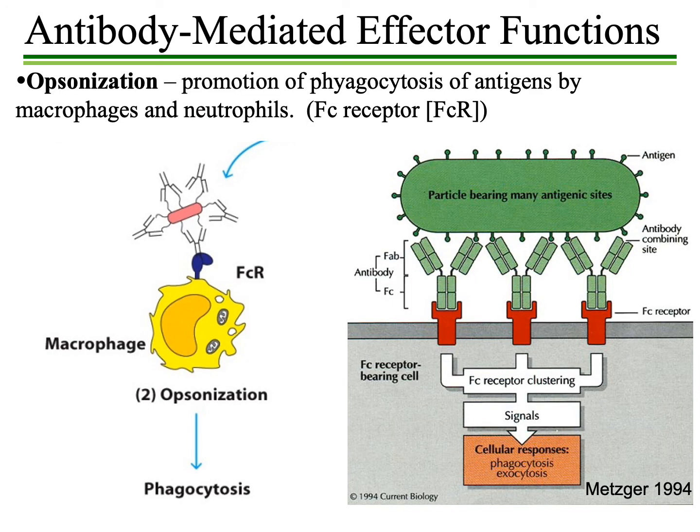Another antibody-mediated effector function is known as opsonization. So this is a term that we have encountered a few times previously. Opsonization basically promotes phagocytosis of antigens by typically macrophages and neutrophils. So an opsonin is a molecule that binds to a potential pathogen, targeting it for phagocytosis. In this particular figure, you see two different examples of what is happening with antibodies acting as opsonins.